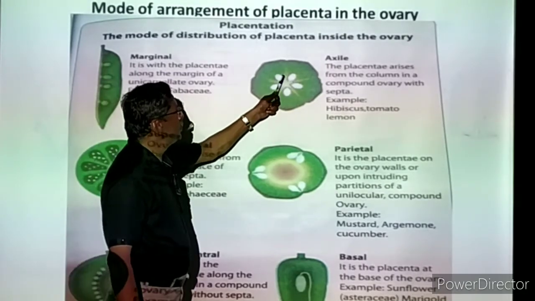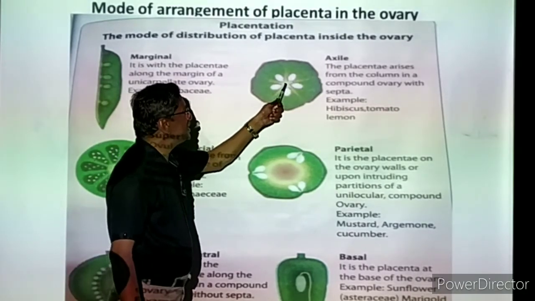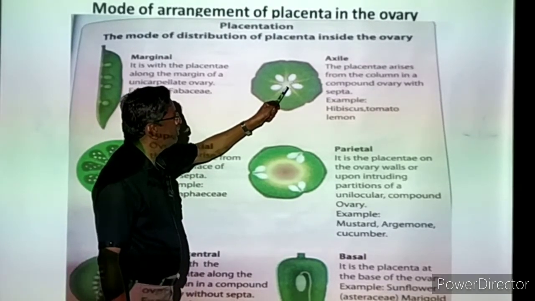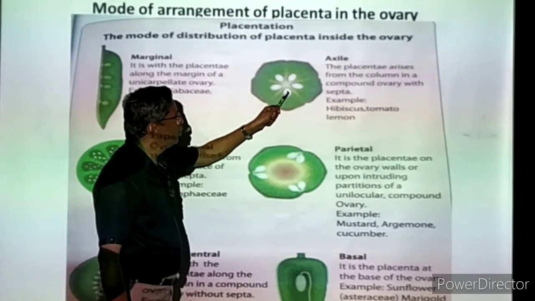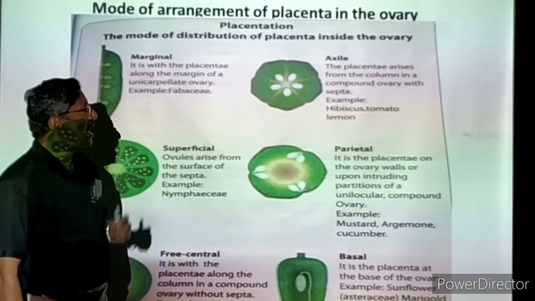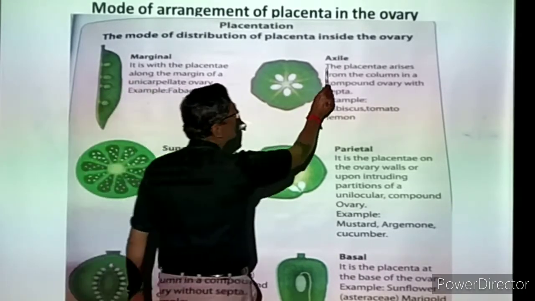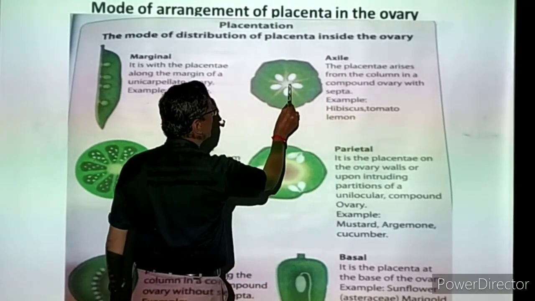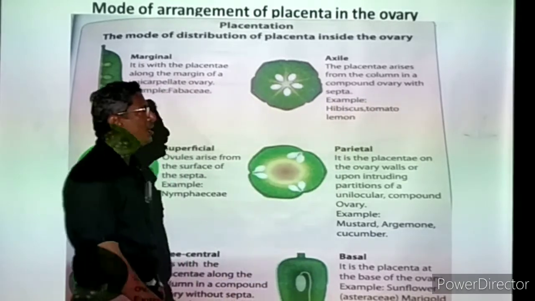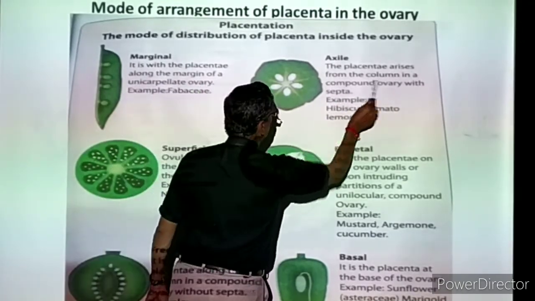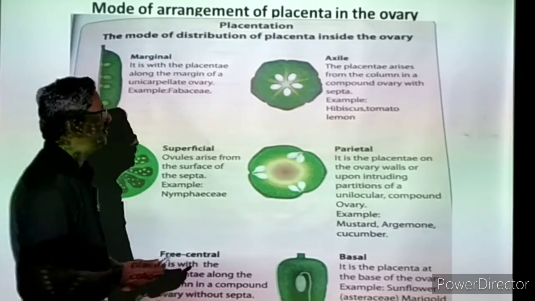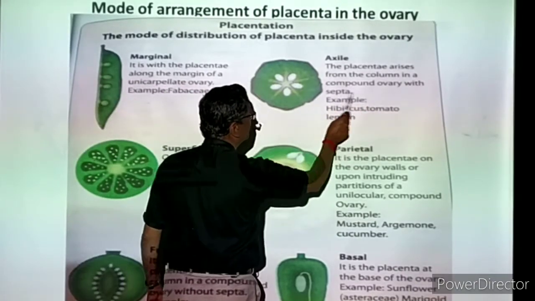Now all the ovules are attached with the central axis. So between the central axis and ovule, placenta tissue will be there. So the placenta and the ovule are attached with the central axis. This is called axile placentation. The placentae, here one placenta, here one, like that, arise from the column. Column means central column in the compound ovary. What is a compound ovary? The ovary with 5 carpels or more we can call a compound ovary with septum.